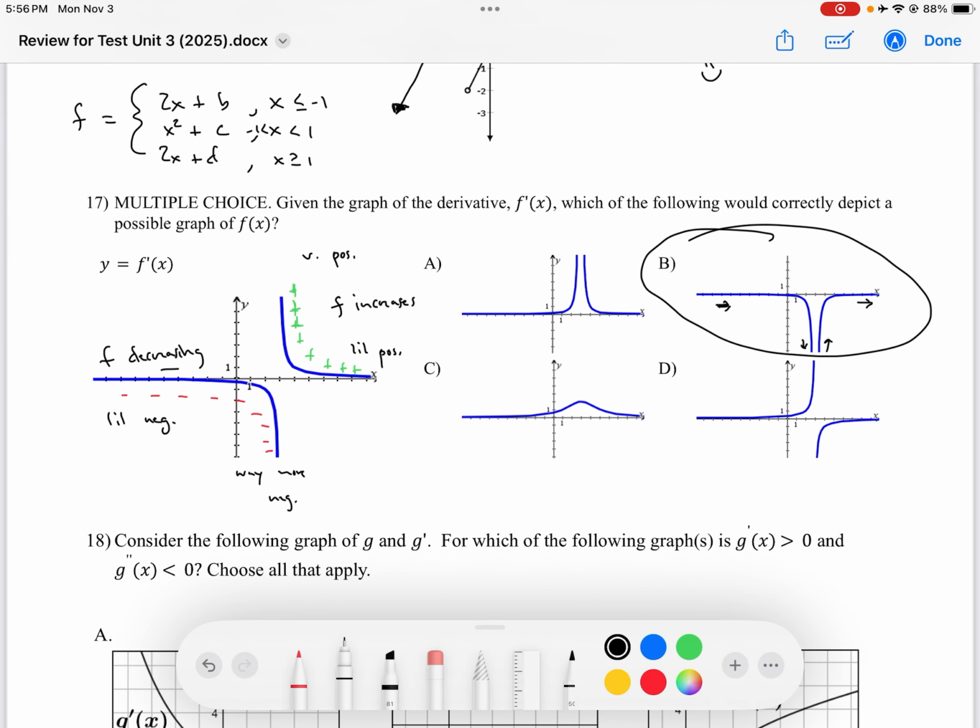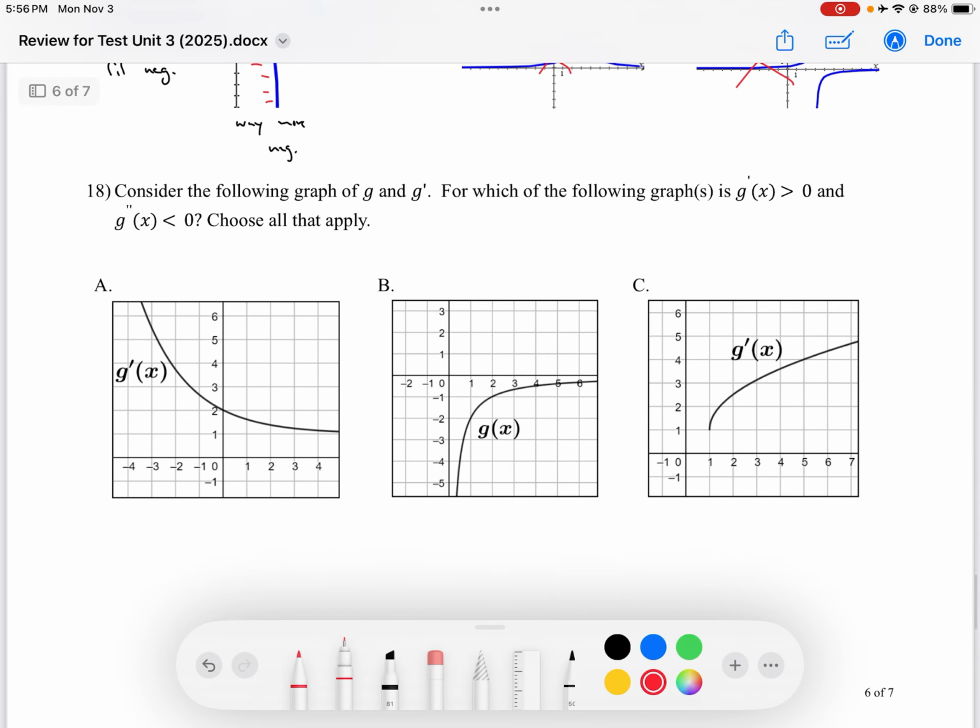This doesn't work because here the function is increasing when it should be decreasing. Here, again, the function increases when it should be decreasing. Same thing here. So really the only function that decreases where it should decrease is B.